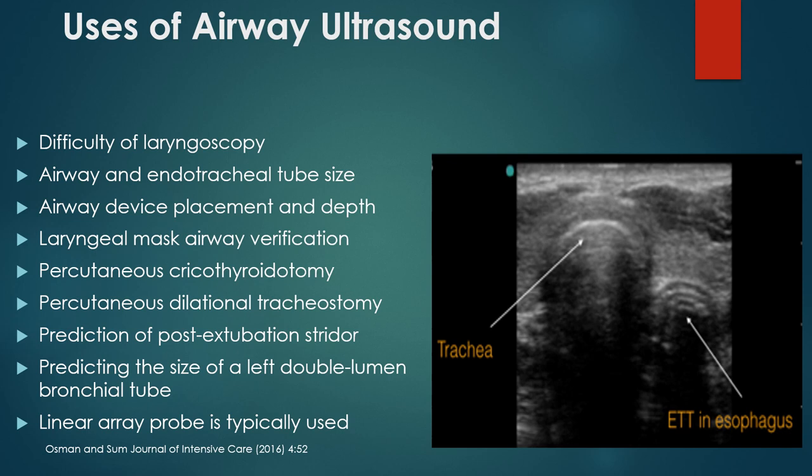Some of the uses of airway ultrasound: difficulty of laryngoscopy would seem to be a very high utility use of airway ultrasound, in that about 4% of all patients, even in the hands of an experienced provider, are an unanticipated difficult airway. And ultrasonographic visualization of structures relevant to airway anatomy is a big part of airway ultrasound. Airway and endotracheal tube size, we'll talk about in a moment.